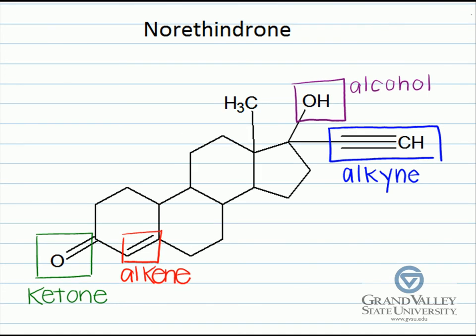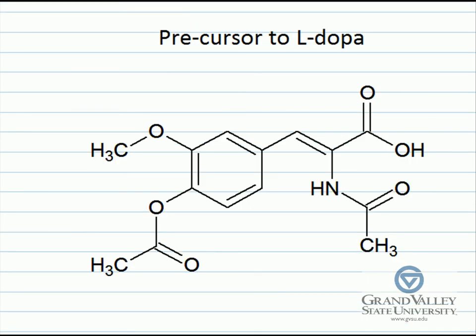Great job. I have one more molecule for you to practice on, just as you did in the previous question. When you are done classifying the functional groups, we will go over the correct answer. Here is the last molecule, a precursor to L-dopa, which is used to treat Parkinson's. When you are done classifying the functional groups, please unpause the video. Good luck. Please pause the video now.